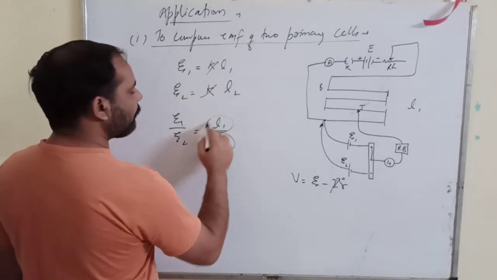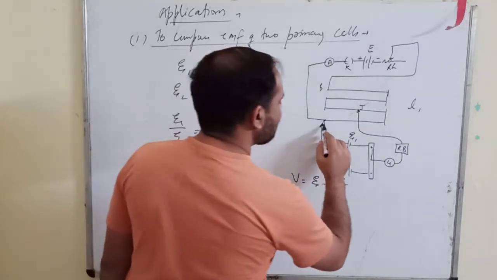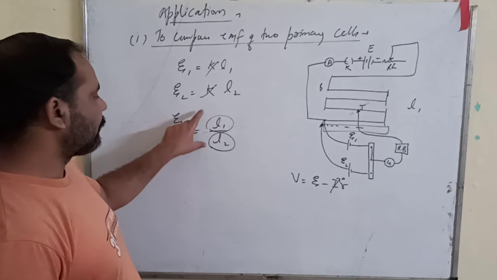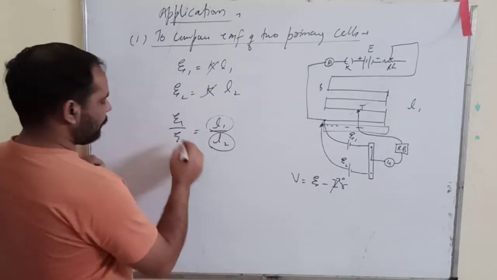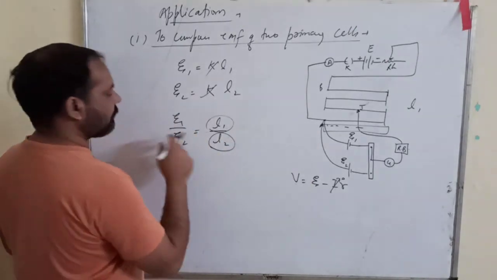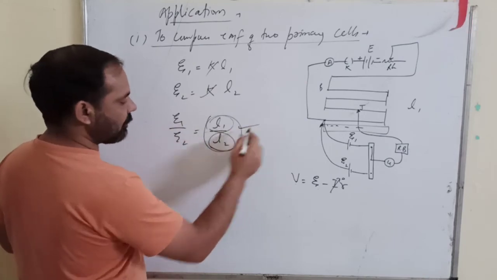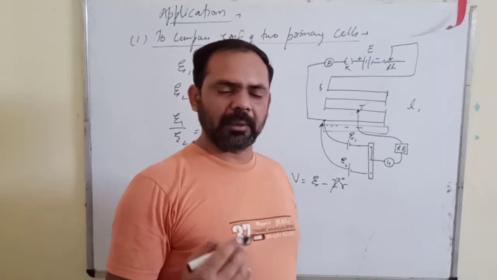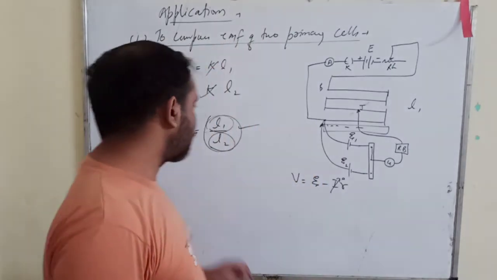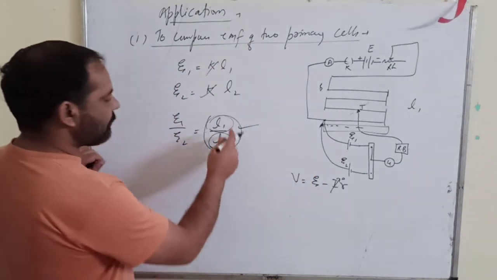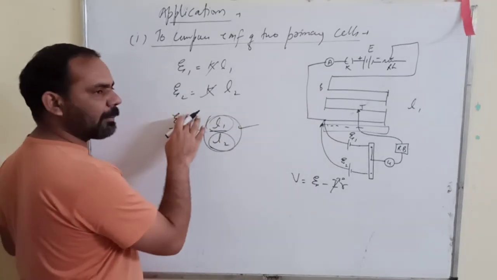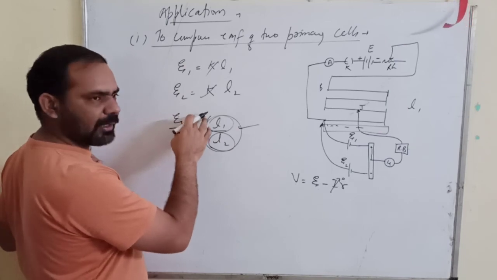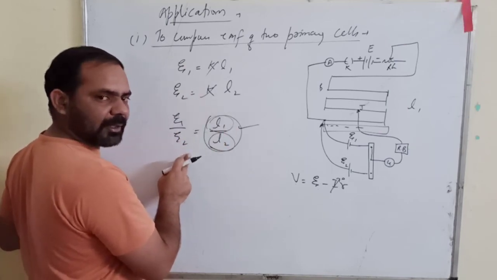Now L1, L2 you have measured with the help of a scale. So you know this ratio, which means you can simply find the ratio of E1 and E2. The EMF of the first cell and the second cell, their ratio can be found. If this ratio is more than 1, then the EMF of the first cell is more than the EMF of the second cell. If this is less than 1, then the first cell's EMF is less than the second cell's.